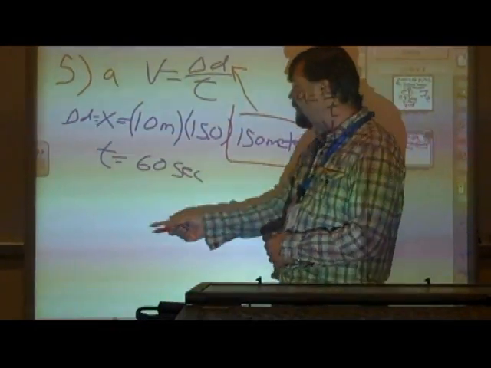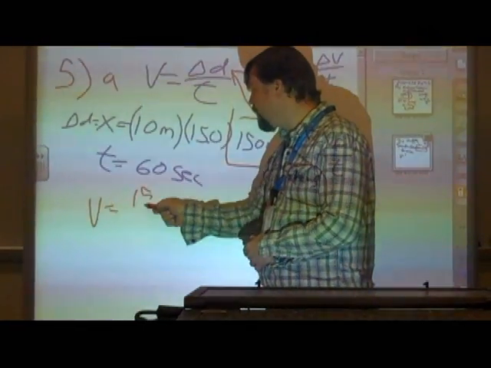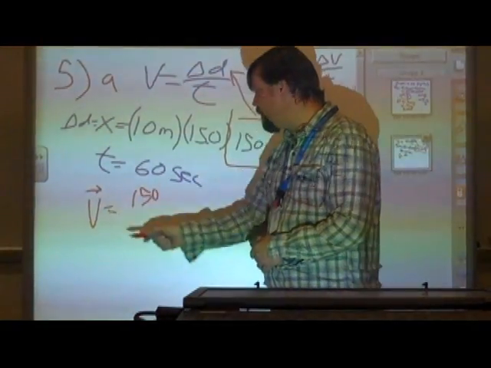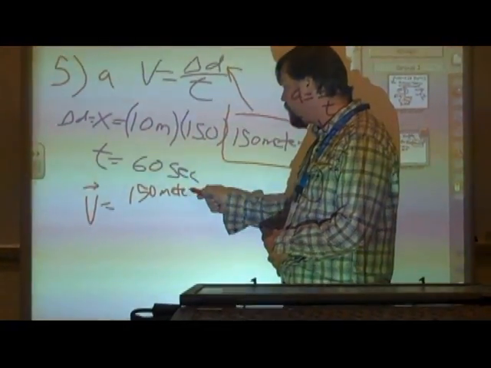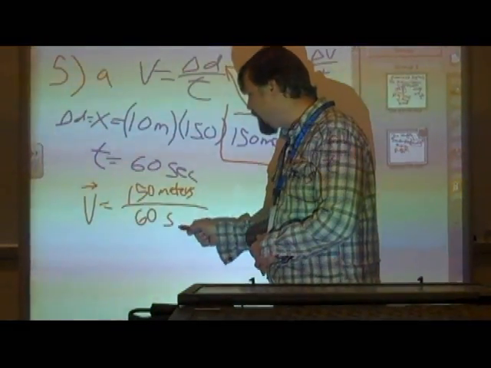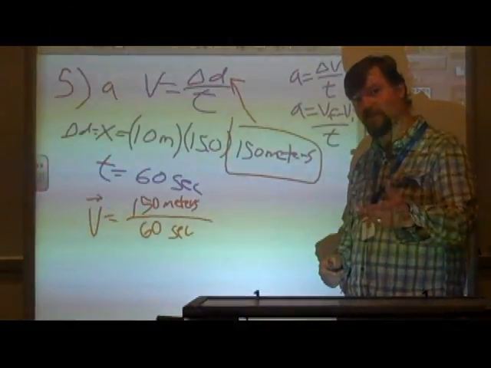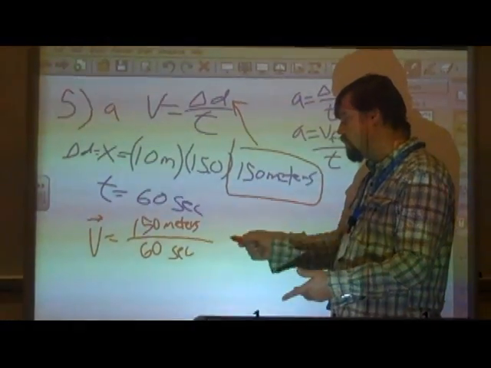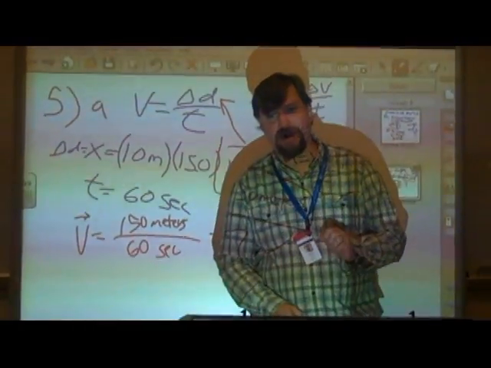All right, so our velocity is equal to 150 meters divided by 60 seconds. So you should be able to do this with a calculator at home and figure out what the answer is, and then go ahead and write that right on your sheet.